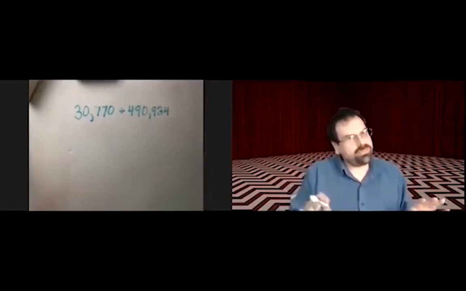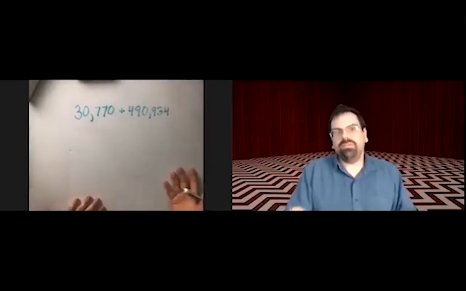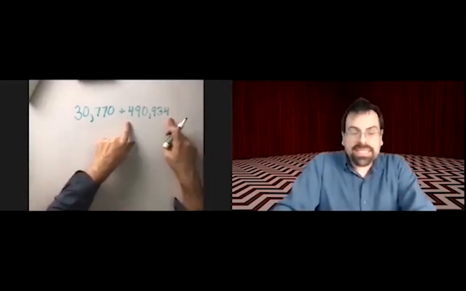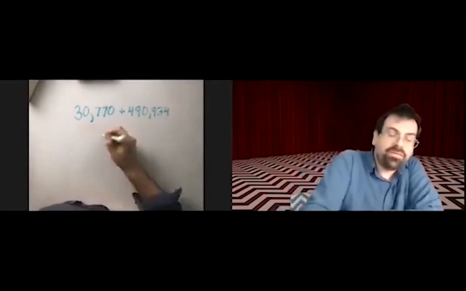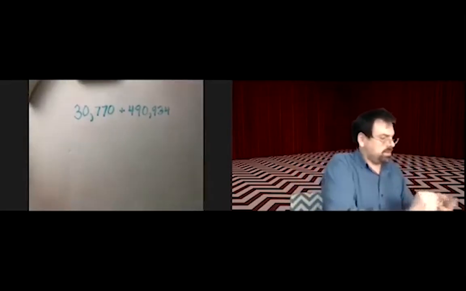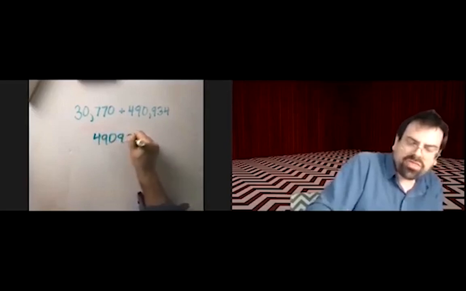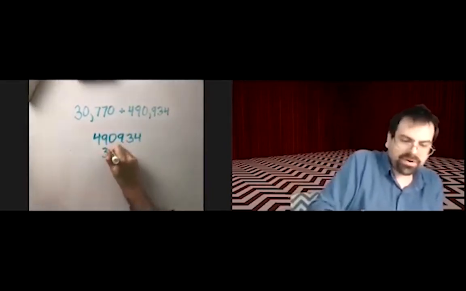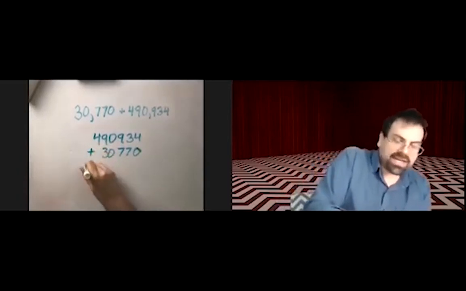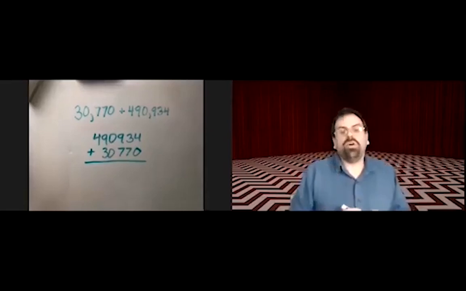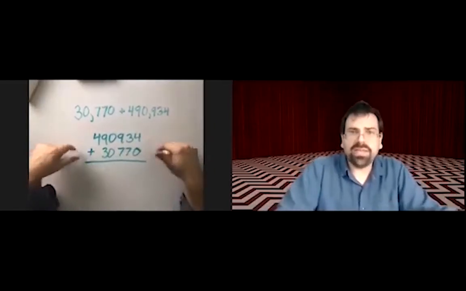So with addition, not subtraction, just addition, you're able to add the numbers in any order. 2 plus 3 is 5. 3 plus 2 is 5. So if you see this number is bigger than this one in terms of having more digits, this has 6 of them, this has 5 of them, and you want to write the 490,934 first and the 30,770 second, so that it looks more appealing and you can put the plus sign in. It's nice and compact. You're more than welcome to write it that way. Because it's addition, you don't have to put the first thing first and the second thing second. You can write them either way.